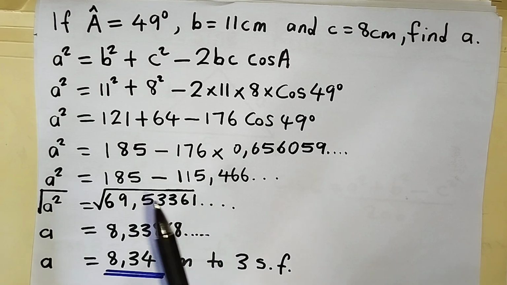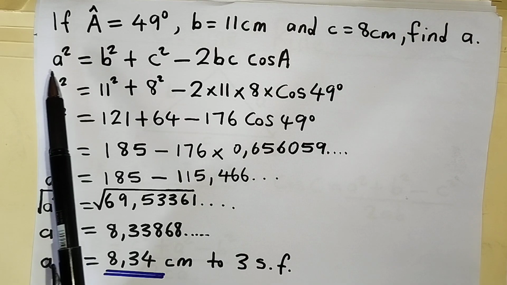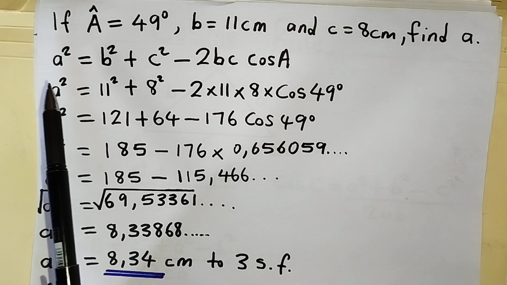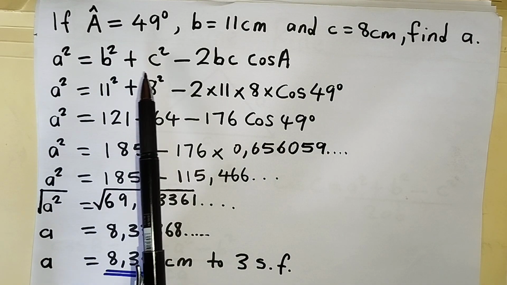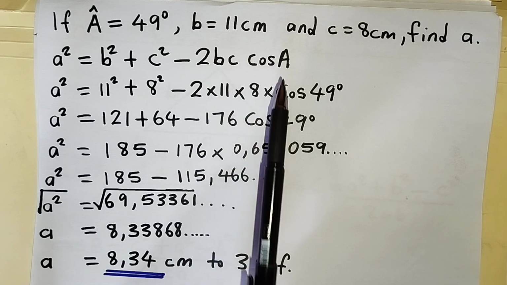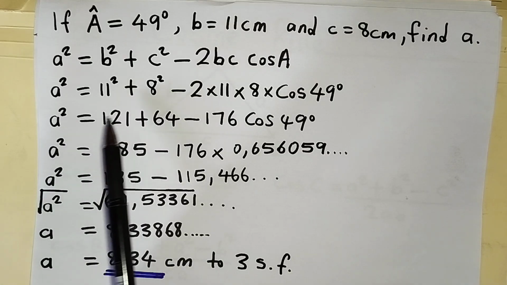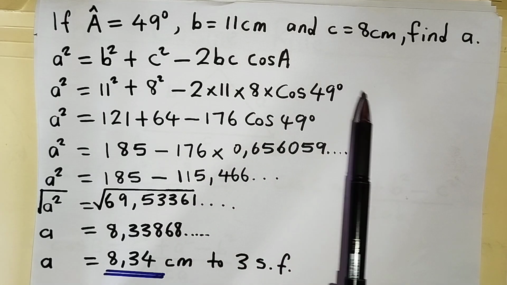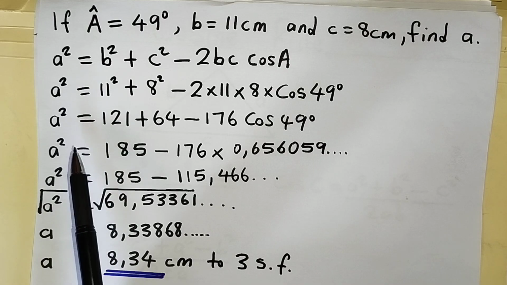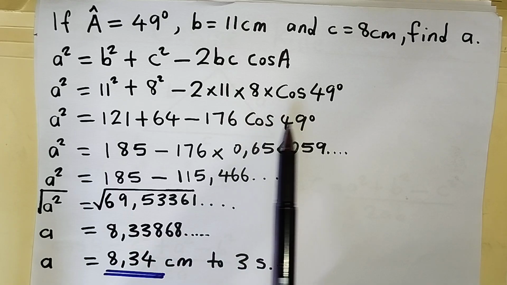Okay, so using our cosine rule, the square of the side length which we want to find is the one which is written down first. In this case, A squared equals B squared plus C squared minus 2BC cos A. So I'm going to substitute values into this formula. A squared equals 11 squared plus 8 squared minus 2 multiplied by 11 multiplied by 8 cos 49. Then we proceed. Here it's 121, 11 squared, plus 64 minus 176 cos 49.